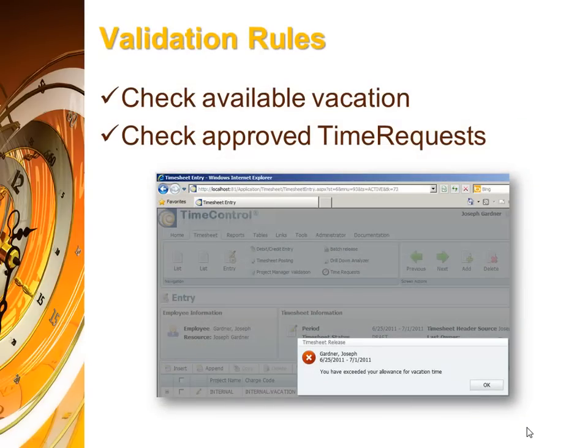Time Control also includes the ability to use validation rules. We can make rules that are really for almost anything, including someone trying to take vacation for more than the vacation still left in their vacation bank. We can check vacation requests now against approved vacation requests that were in the approvals to make sure that someone is only taking time that they were approved to take.